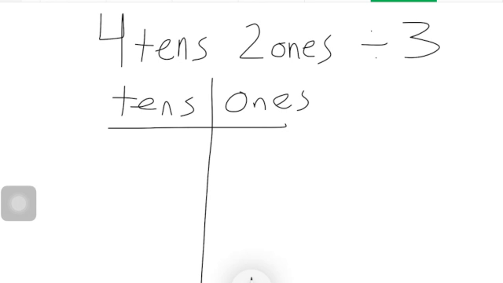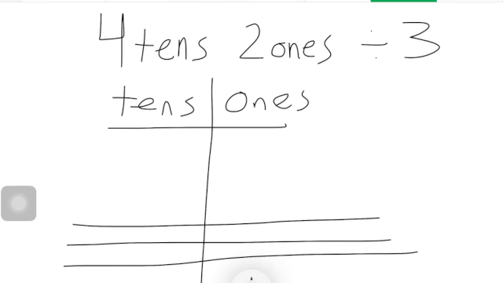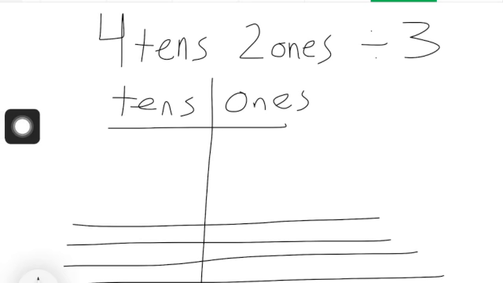Okay, so split up 3 ways. We're going to go 1, 2, 3. All right, 4 tens, so we will have 1, 2, 3, 4. 2 ones, 1, 2. And now we just start dividing it.